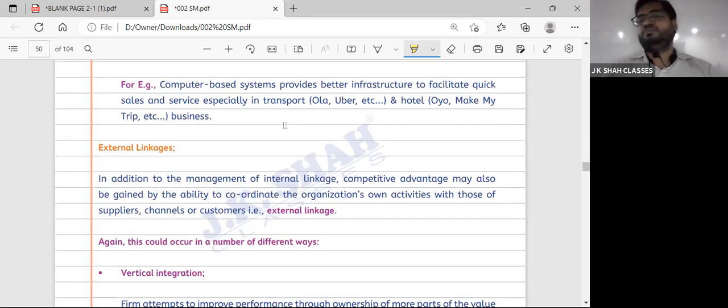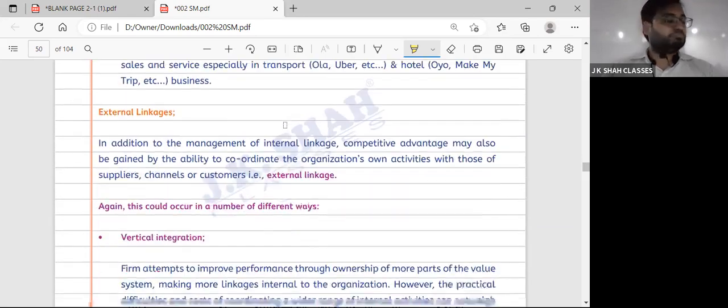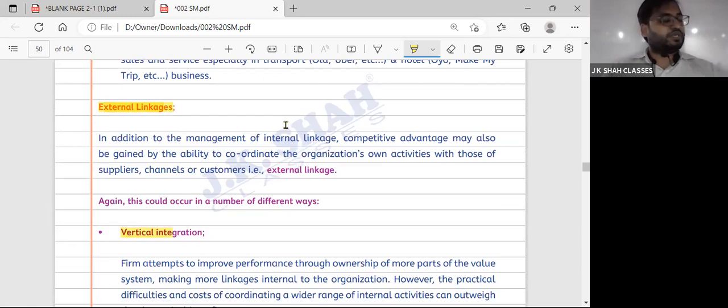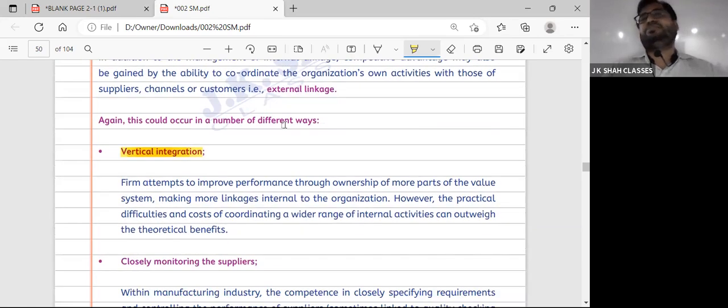External linkage. External is vertical integration. You were earlier manufacturing cars, now you start manufacturing tires also. So more number of products entering into your value chain. You remember value chain? In value chain, operations is one of the primary activities. Earlier you were only manufacturing car, now you manufacture tire and car. So more number of products are added into the value chain.